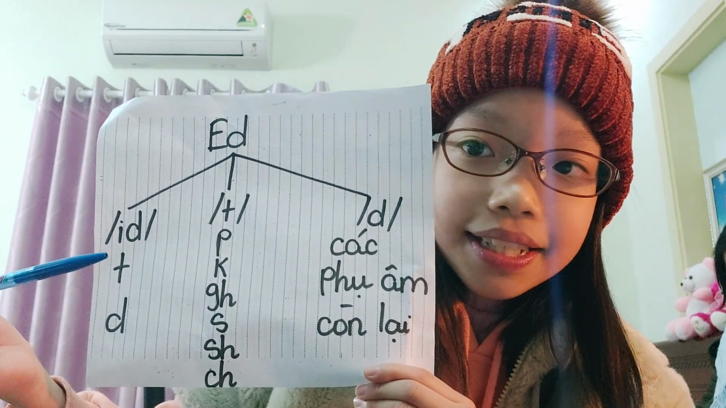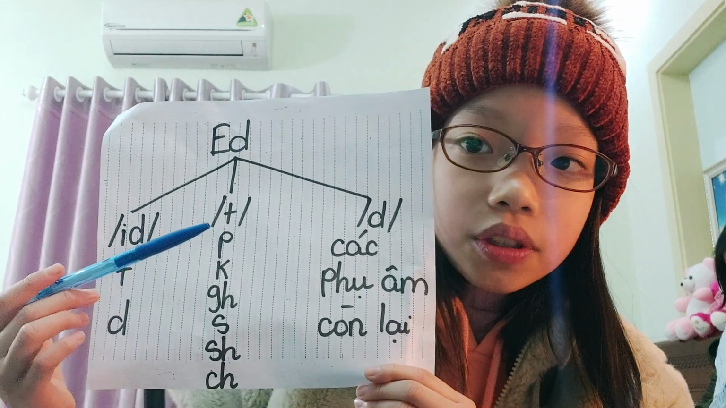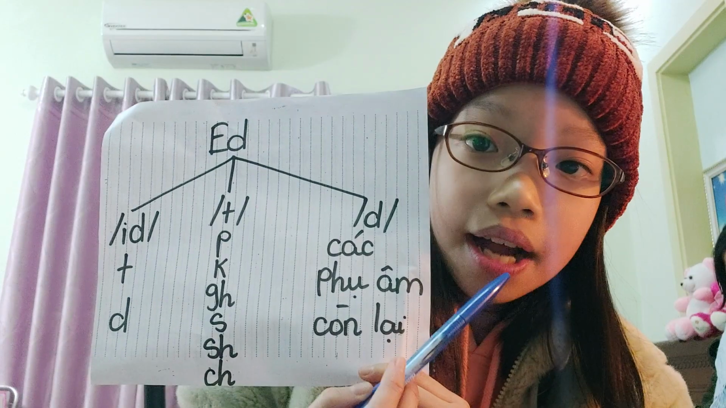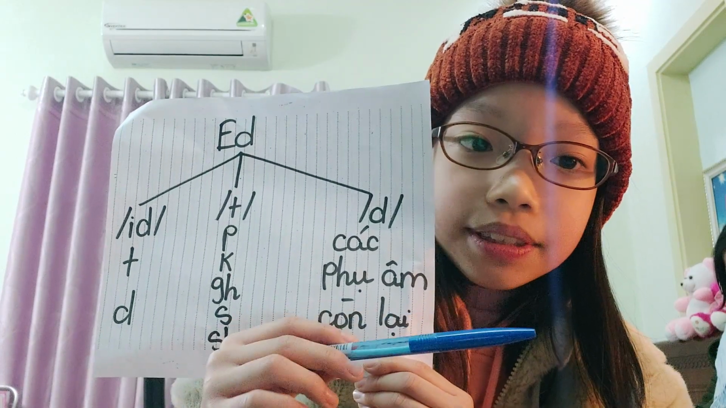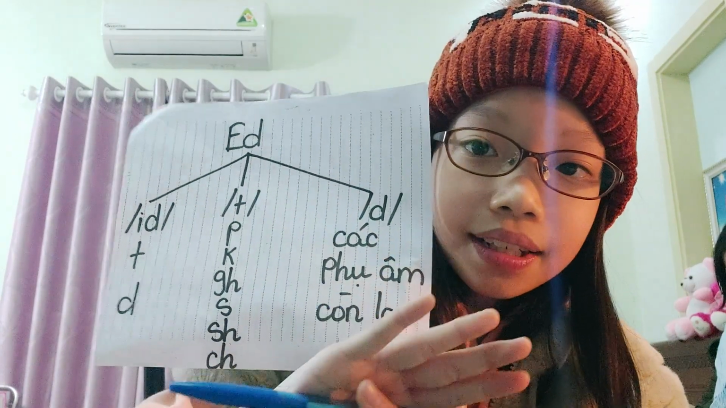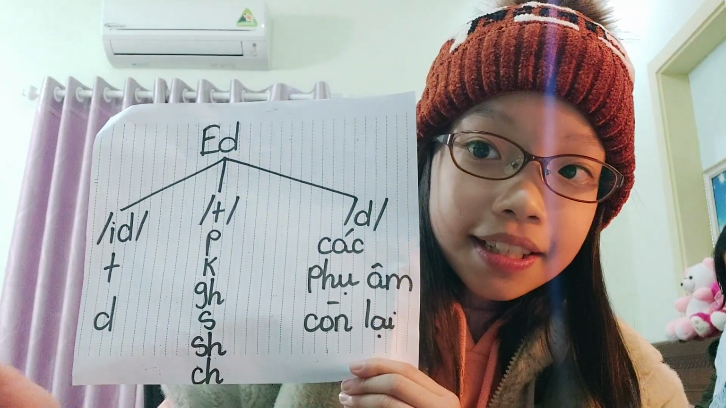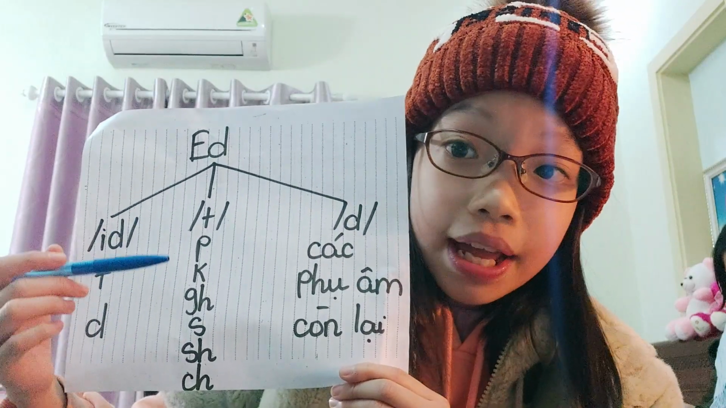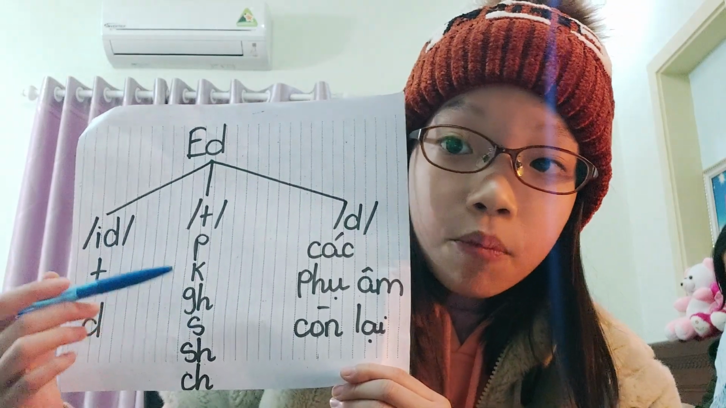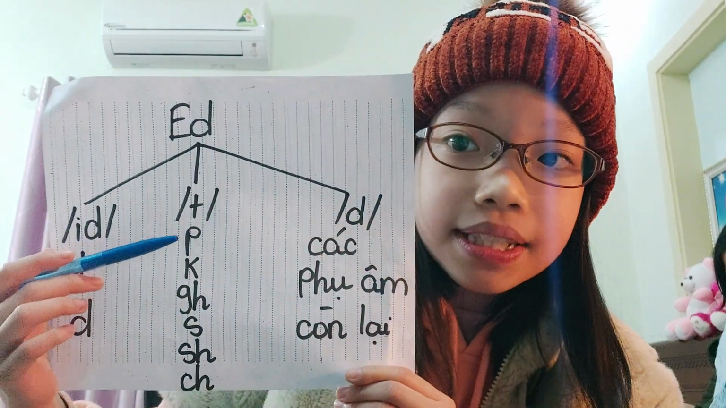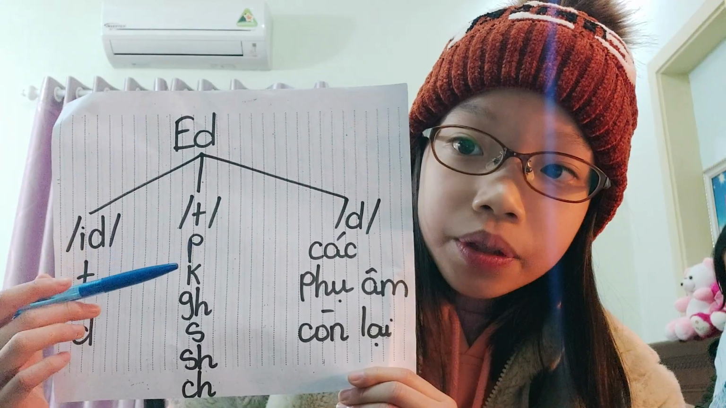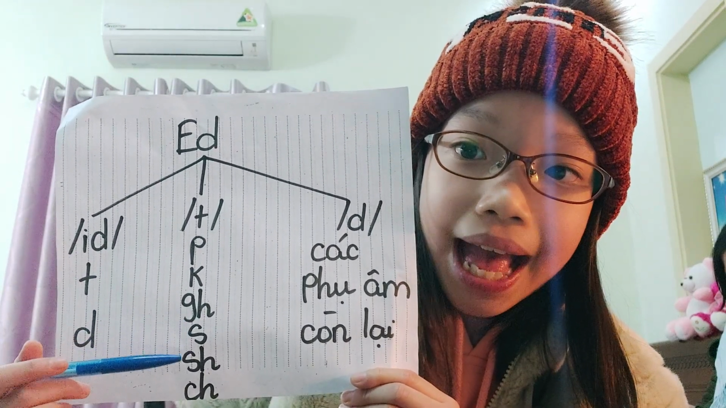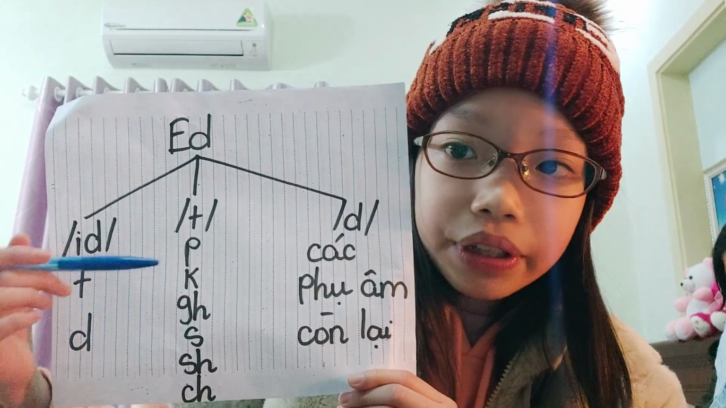Let's move on to type number 2. It is t. Use your tongue and use your voice and pronounce it. Blow the air. T. You see these letters? If the last letter of some words is Q, K, GH, S, SH, or CH, you add ed and pronounce t. Just need to remember them.